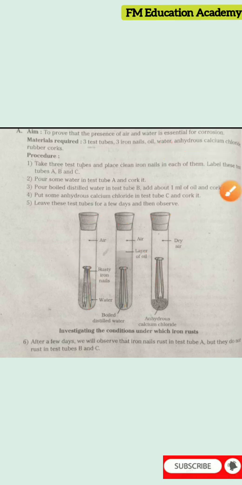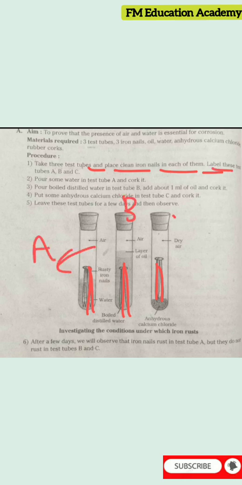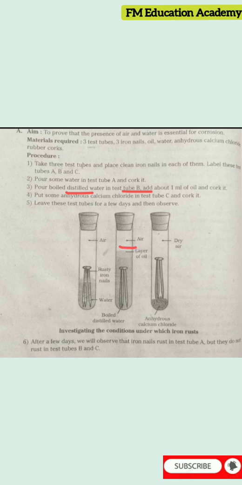Now what are we going to do? See the procedure. Take 3 test tubes and place clean iron nails in each of them. We are going to label these test tubes as A, B, and C. Then we pour some water in test tube A and put the cork on it. Cork means it is used for closing the test tube. Then we pour distilled water in test tube B, and on top of it we add a layer of about 1 ml of oil, and then we put the cork. In test tube C, we put some anhydrous calcium chloride powder, and then we place a cork on it. Before that, nails were already present inside them.